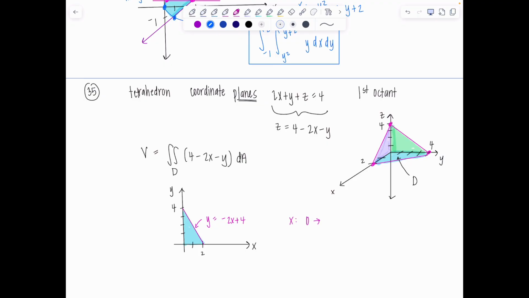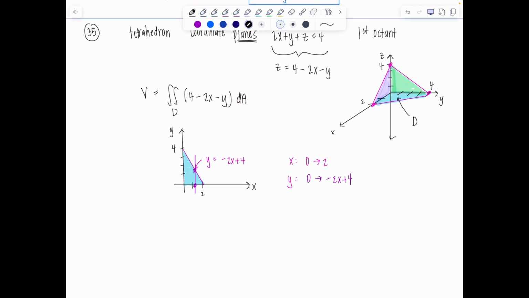0 to 2. And then limits for y, if you just want to draw a little line through, right? It hits first at y equals 0. And then it hits second at plus 4. Perfect. So those are my limits for x and y. If you did it the other way around, it wouldn't be bad. You would just have fractions, because you would have to solve x in terms of y, and I'd rather not. And it didn't force us to set up both orders.